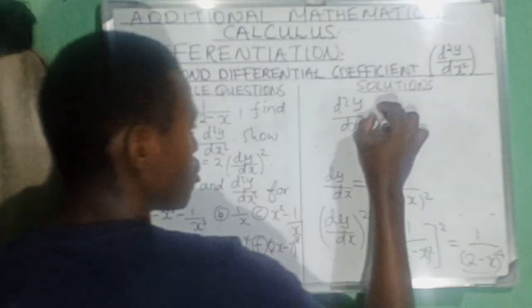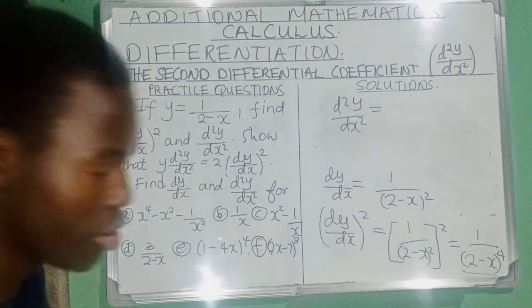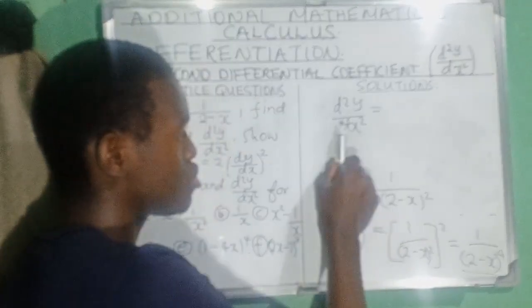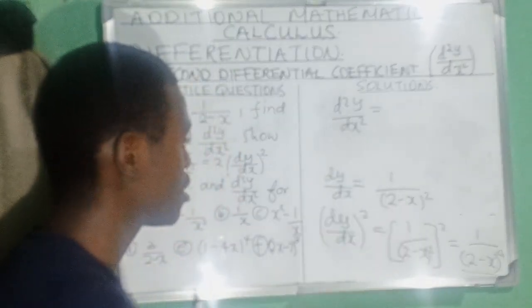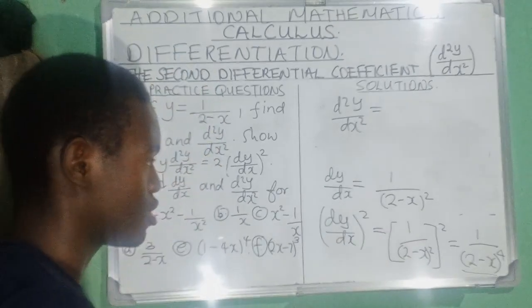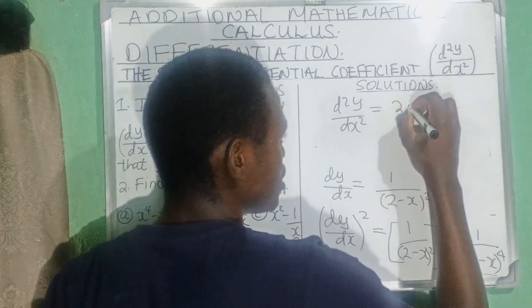It will be equal to, you differentiate the first derivative. So this is what you found as your dy/dx, right? So to find your d2y/dx2, you differentiate your dy/dx. If you differentiate this, you can't easily differentiate it the way it's looking, or you can get confused. So it's better you write it like this.